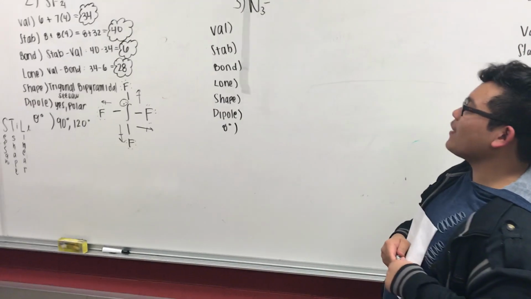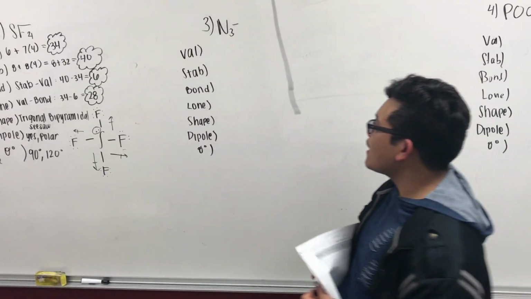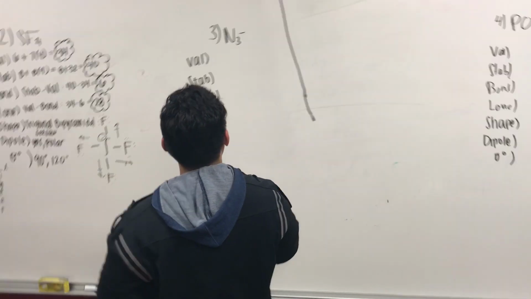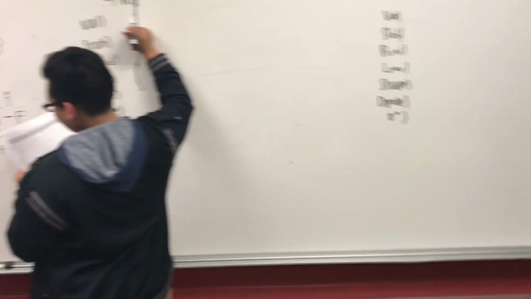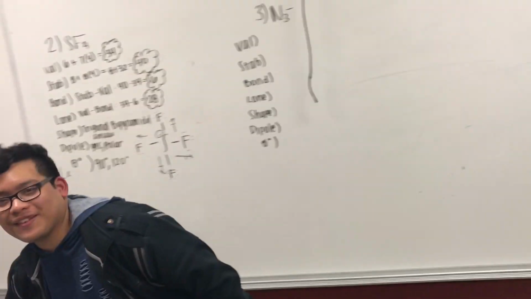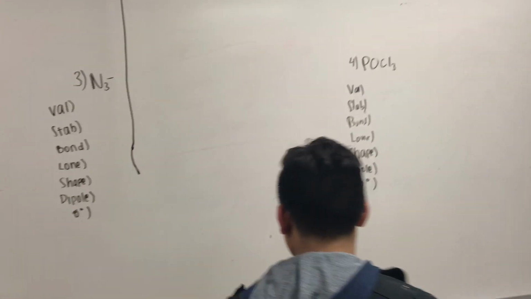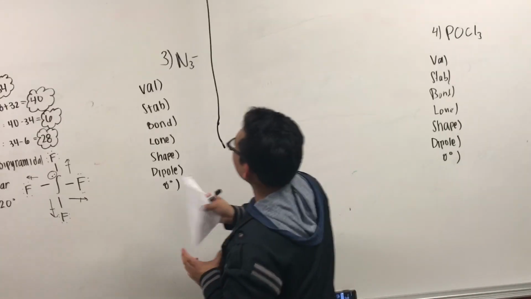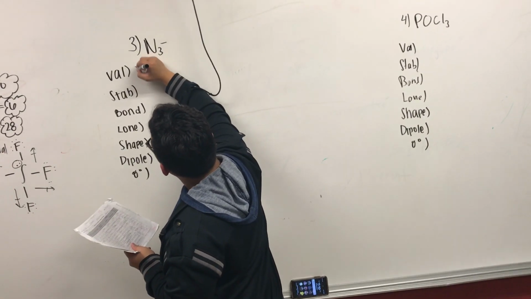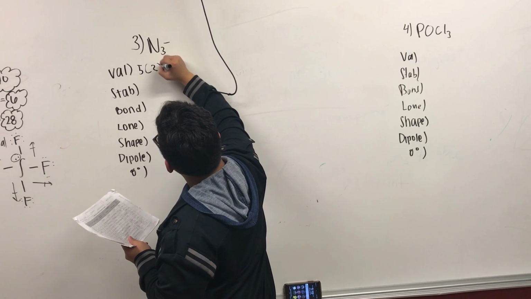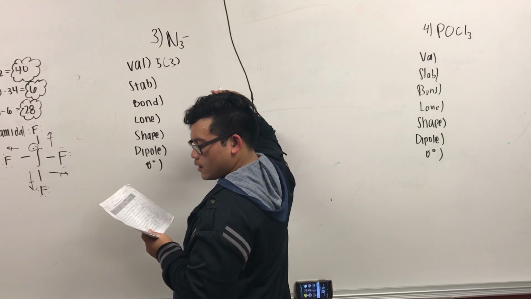Okay, so like I said, let's just do the math first. How many valence electrons does N have? Do you have the periodic table? No, it's right there. You should have it. You're my assistant. I'm the assistant. 5. 5? Okay, 5. How many are there? 3 of them. 3. Wait, but there's a negative. Does that have to do with anything?